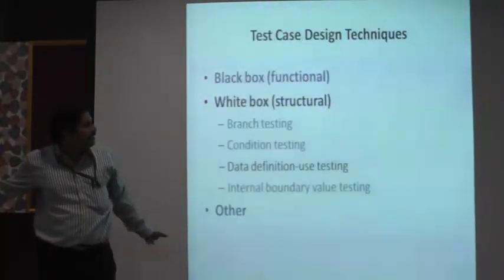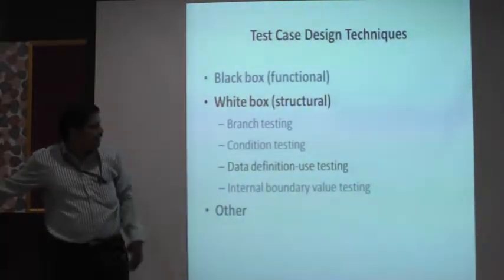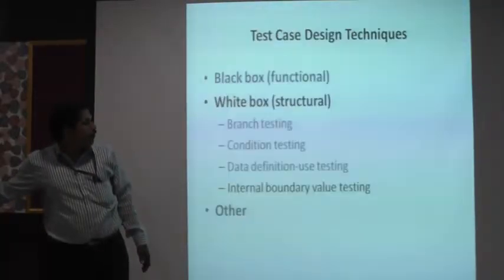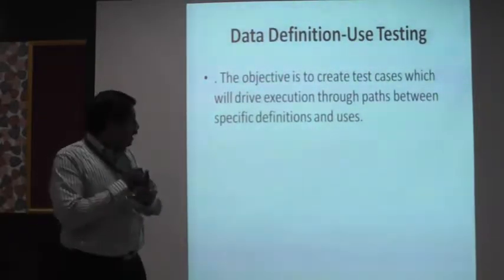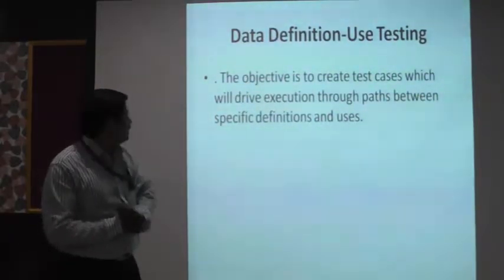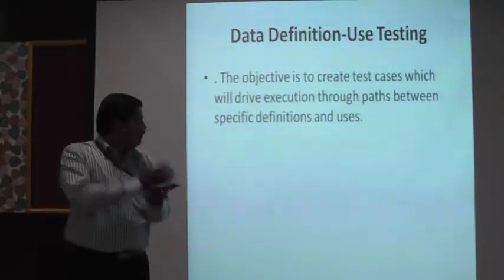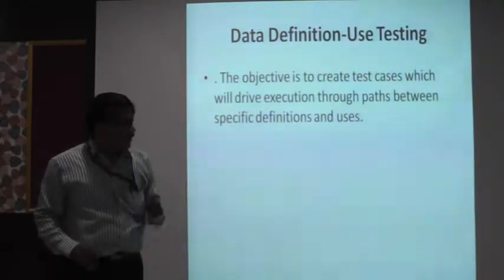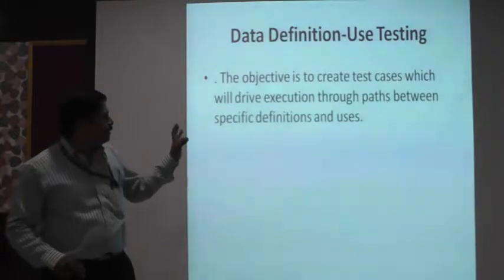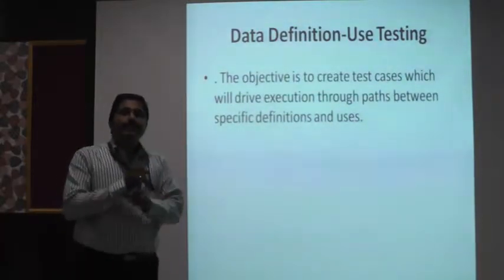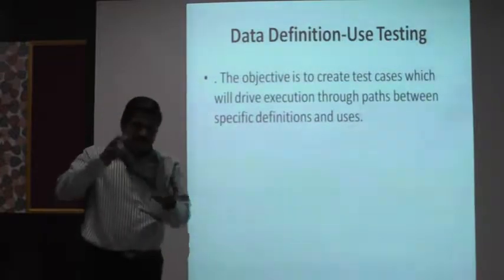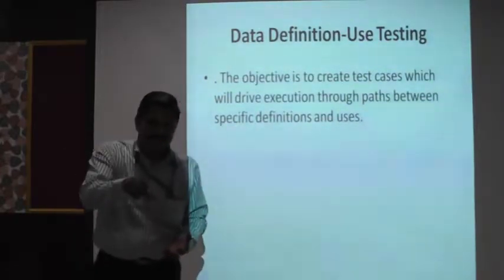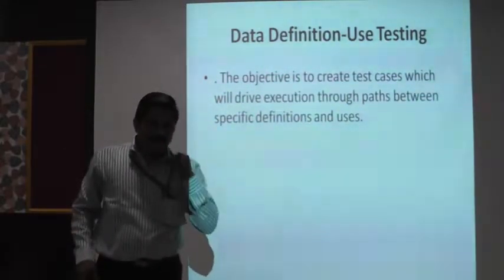The next testing is data definition use testing. What do you mean by data definition use testing? Here the objective is to create test cases whose execution works between the paths specified by the data. What does it mean? Here you give a specific set of data and that particular data has to work.